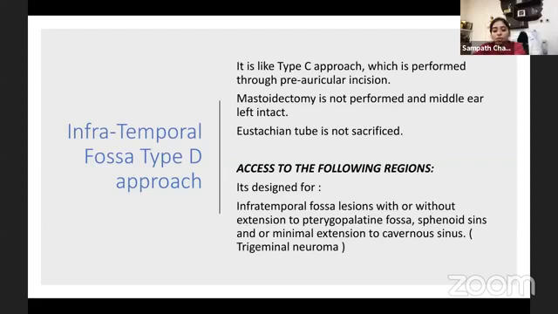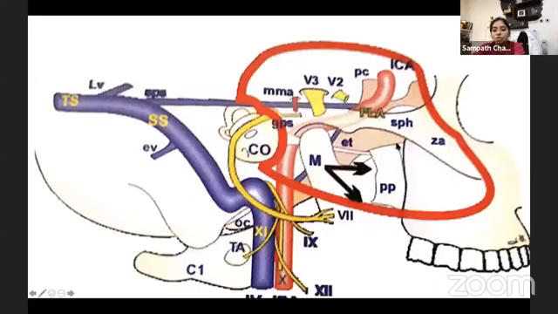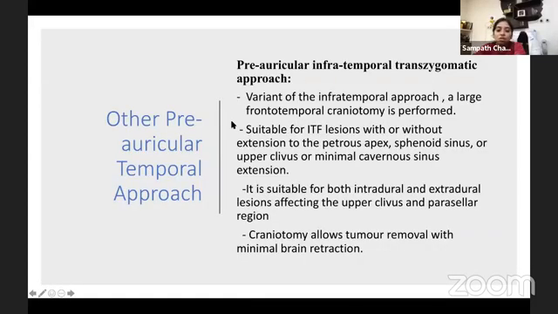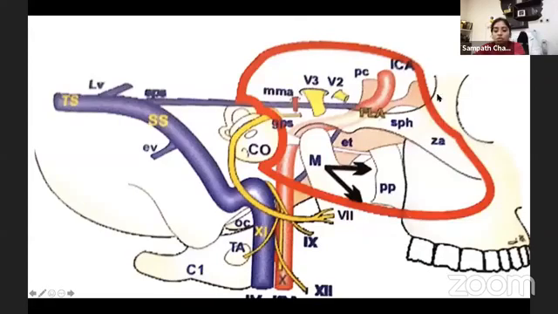So it is mainly designed for infratemporal fossa approaches which extend to the cavernous sinus and the clival region, with less extension into the pterygopalatine and sphenoid region, and also the parasellar region. Coming to other preauricular approaches, the temporal approach, that is the infratemporal transzygomatic approach, where we do a craniotomy of the bone so that we can access the parasellar as well as the cavernous sinus region.